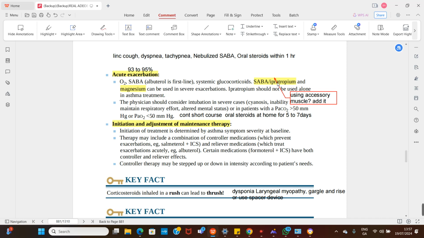So in that situation, you might need to quickly intubate that patient. And what are the laboratory parameters that will guide you that this patient is already having impending respiratory failure? Two things: your PCO2 and your PaO2. If your PaO2 is less than 50, respiratory failure type 1. If your PCO2 is greater than 50, respiratory failure type 2. So intubate that patient as soon as possible.